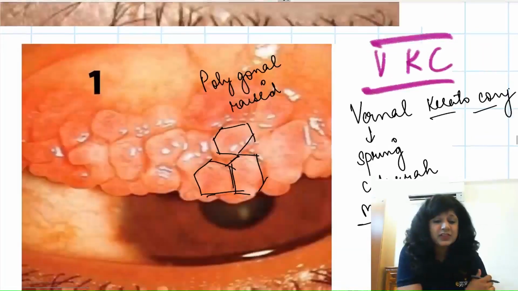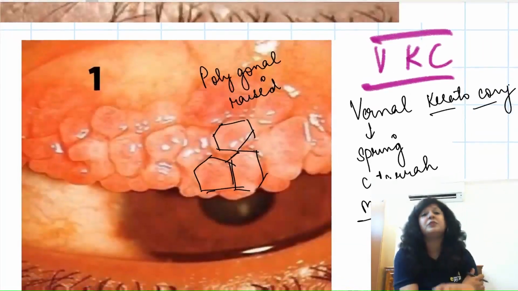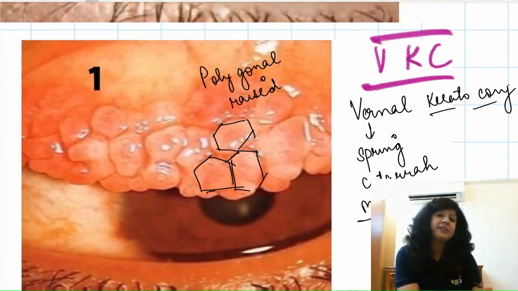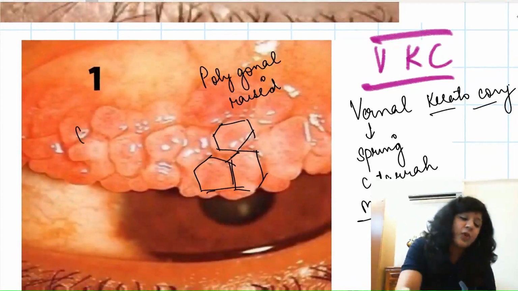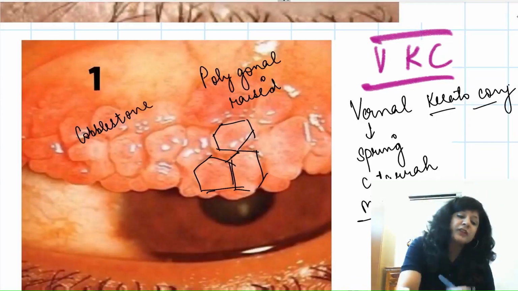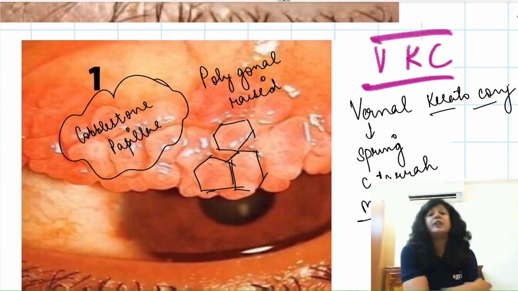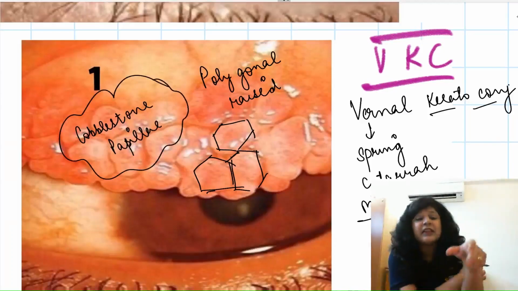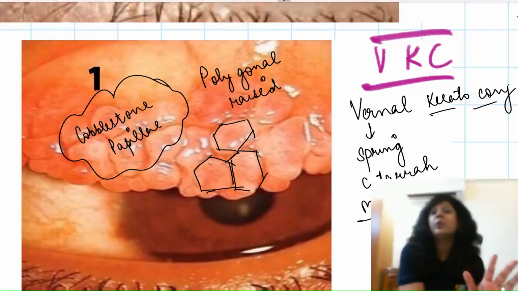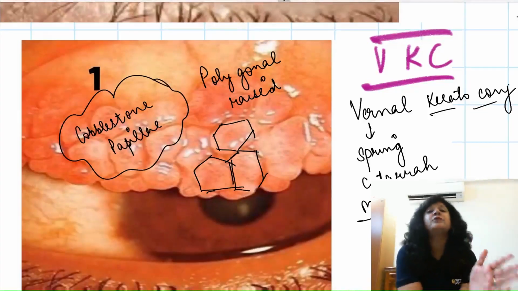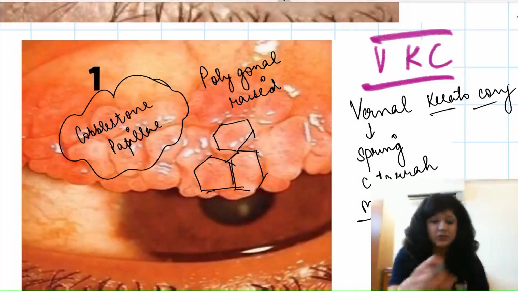Can you see this? This is a very very typical feature that you are getting, exactly like this you are getting, and this is called as the cobblestone papillae. This is called as the cobblestone papillae. So exactly like this kind of a picture, very very specific of VKC. It is that much specific that they can give you this and they can just ask you the spot diagnosis also. So this is the cobblestone papillae that you get in the patients.